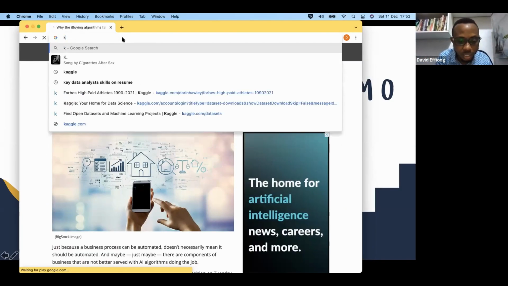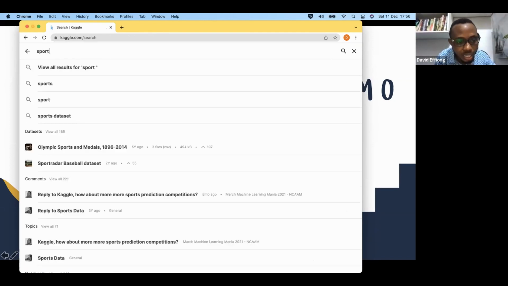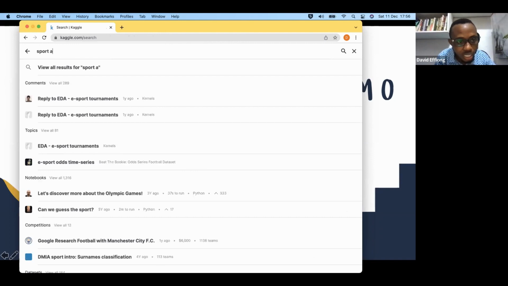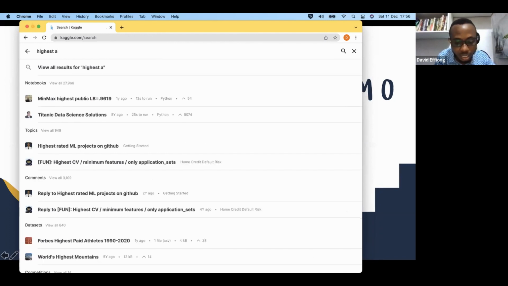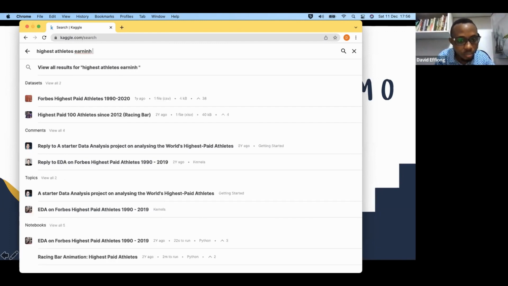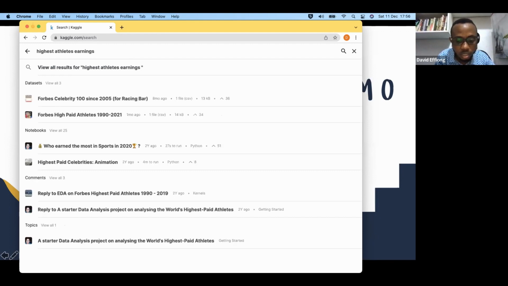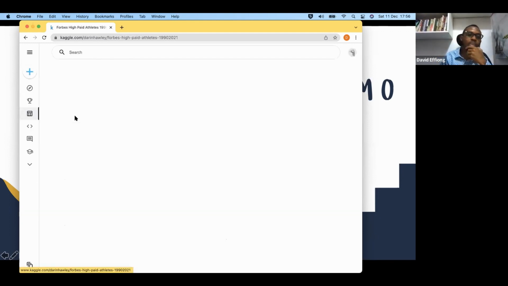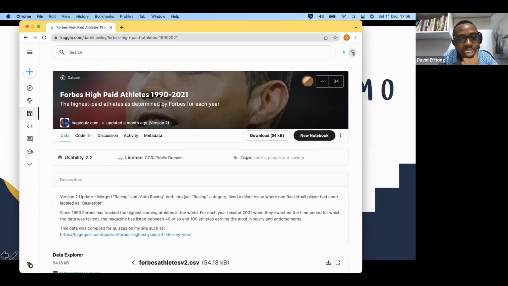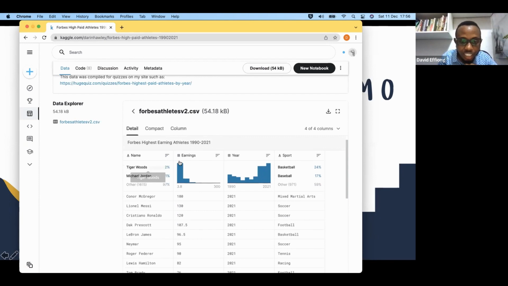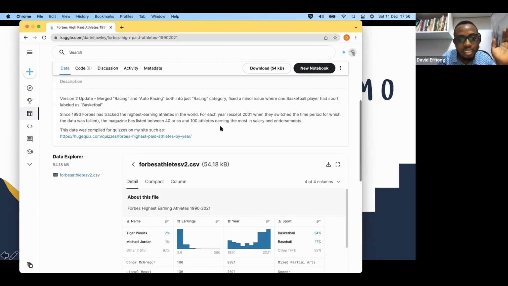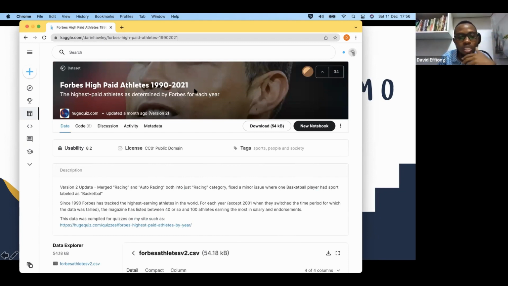So I said we're using a Kaggle data set. Sports earnings. Highest athletes' earnings. Forbes highest paid athletes, 1990 to 2021. The data set just has four columns, a very simple data set, with the name, earnings, year, and sports of the highest paid sportsmen from 1990 to 2021.